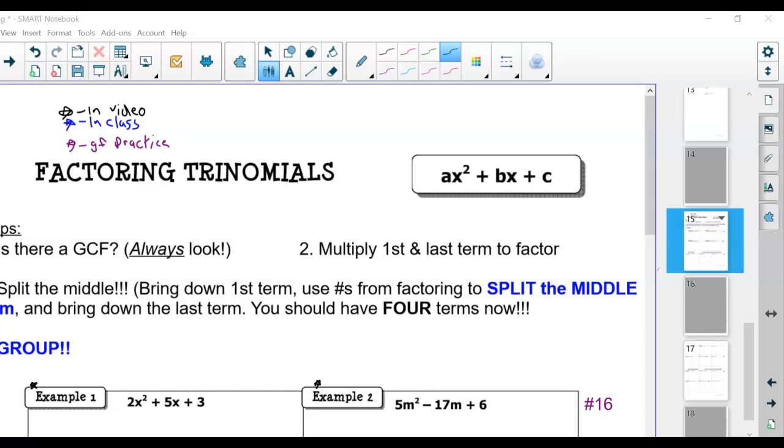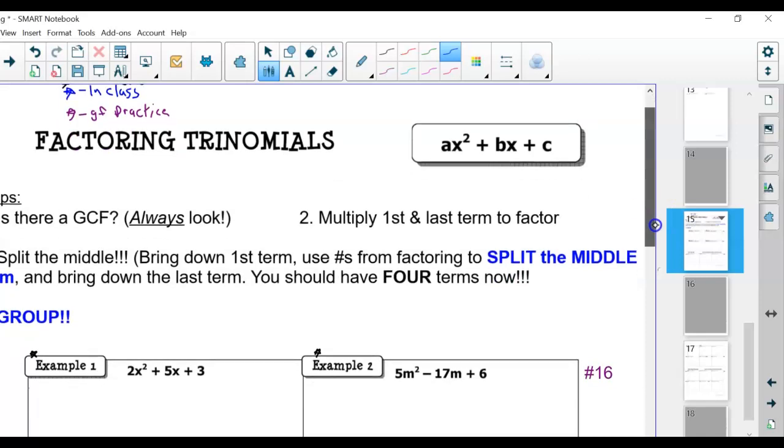In this video, we're going to be talking about factoring trinomials, but in these trinomials, your a, or the number in front of x squared, is not going to be just 1. In these examples, your a is going to be something other than 1.